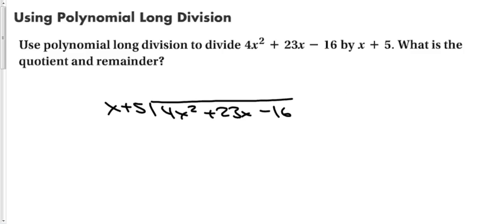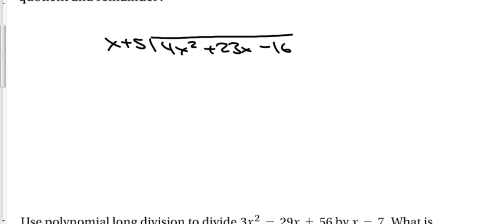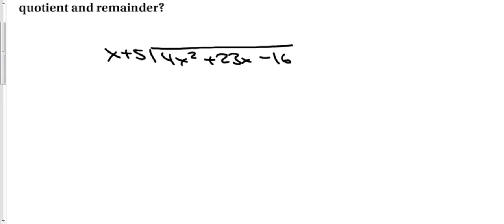Okay? So my first step is, how many times does x go into 4x squared? Well, it goes in 4x times, right? If I take 4x and multiply it by x, I would get 4x squared. So my first term is going to be 4x. But just like polynomial division, I don't want to put it over the 4x squared. I want to put it over its like term. So I want to put it over the 2x to the third power.